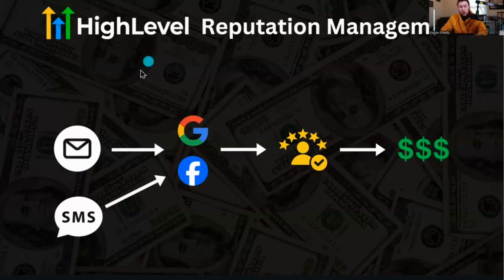Reputation management, in short, is using email and SMS or some sort of chat widget or barcode, and you basically get Google and Facebook reviews for local businesses, and they pay you. It's as simple as that. And you basically boost local SEO. That's kind of the whole gist of this.